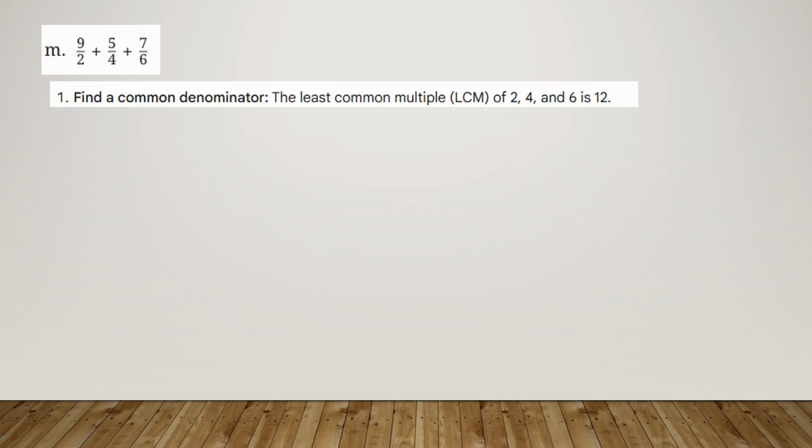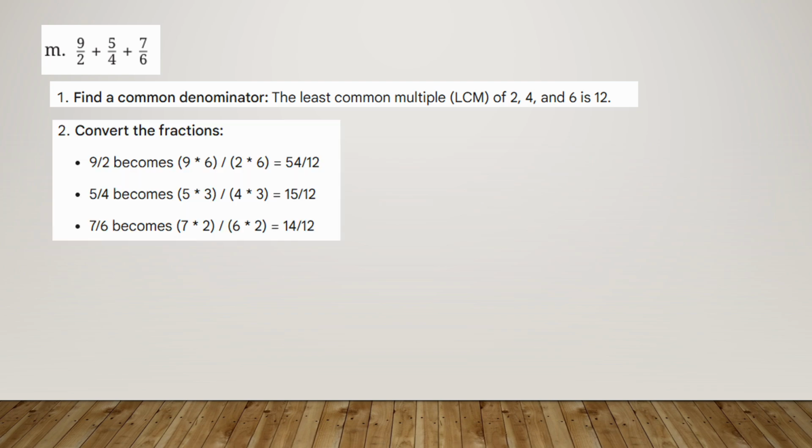9 by 2 plus 5 by 4 plus 7 by 6. First find a common denominator. LCM of 2, 4 and 6 is 12. Then convert the fractions. Then 9 by 2 becomes 54 by 12. 5 by 4 becomes 15 by 12. 7 by 6 becomes 14 by 12.